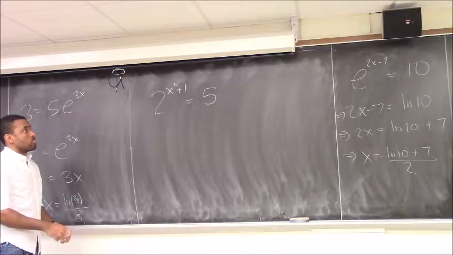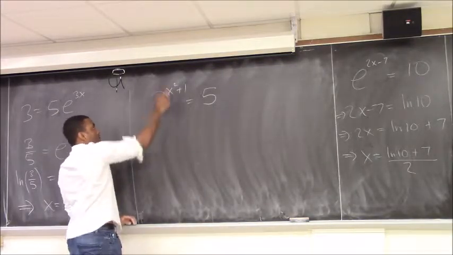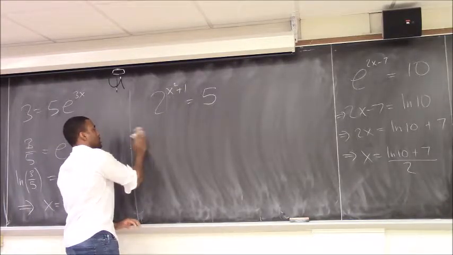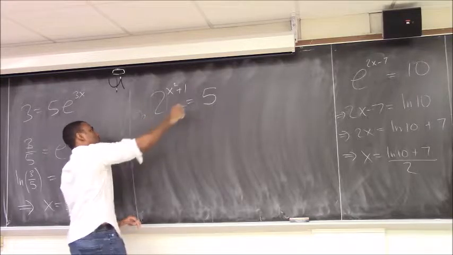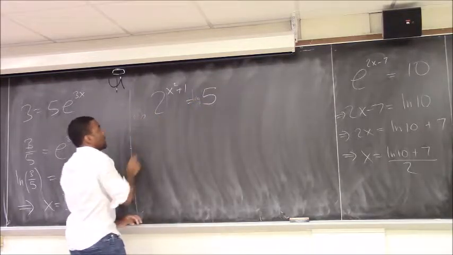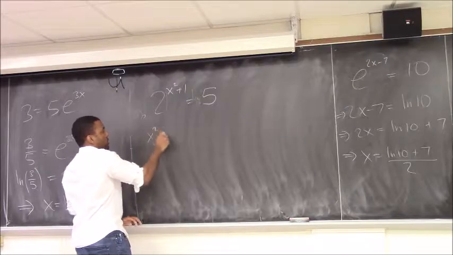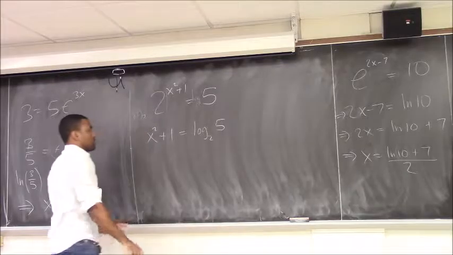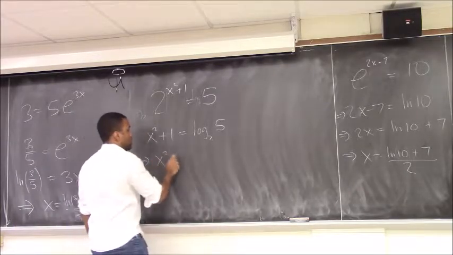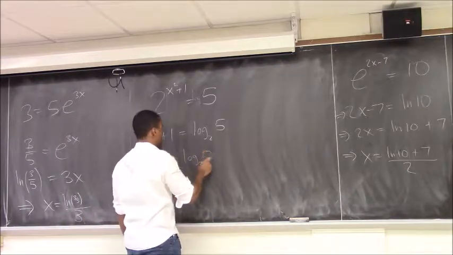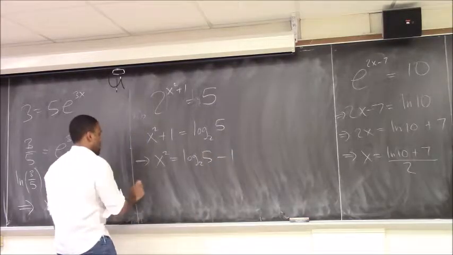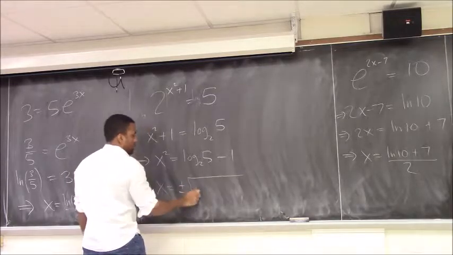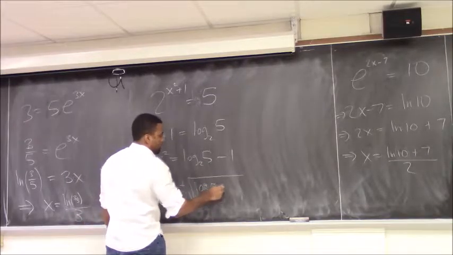Log base 2. Here we have a base 2. So I'd probably cancel that by doing log to the base 2 of both sides. So I plug in log base 2 of here, log base 2 of here. That would cancel. This gives me x squared plus 1 equals log to the base 2 of 5. This would mean that x squared is equal to log to the base 2 of 5 minus 1. And this would mean my x is equal to plus or minus the radical of log to the base 2 of 5 minus 1.